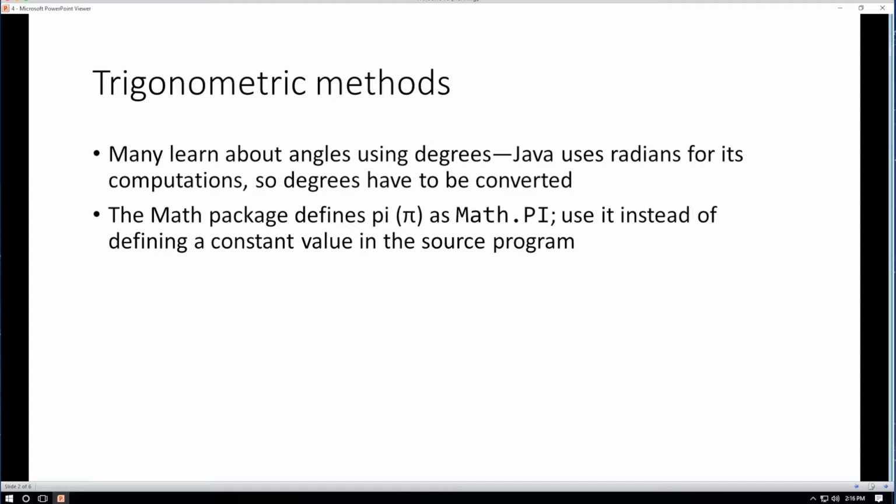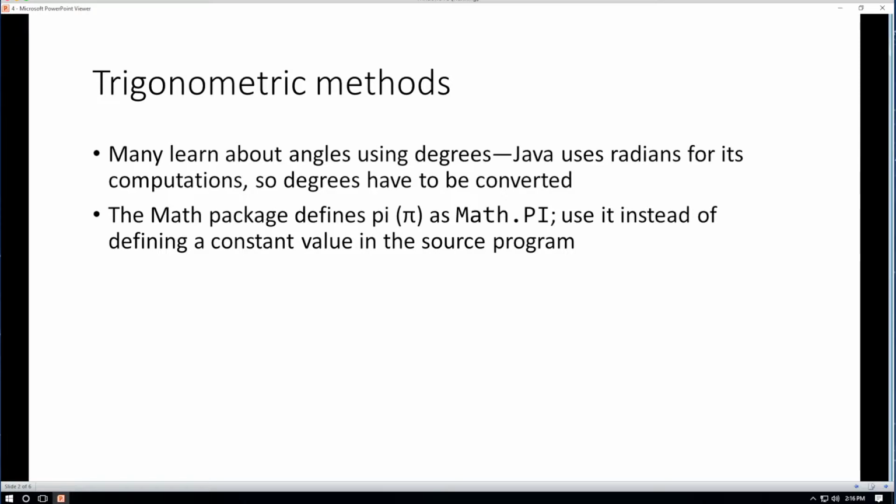In studying angles, we often use such trigonometric functions as sine, cosine, tangent, and their inverses. Java provides these, but uses angles measured in radians, not degrees. If a problem is using degrees, those degrees must be converted to radians before using the trigonometric functions.